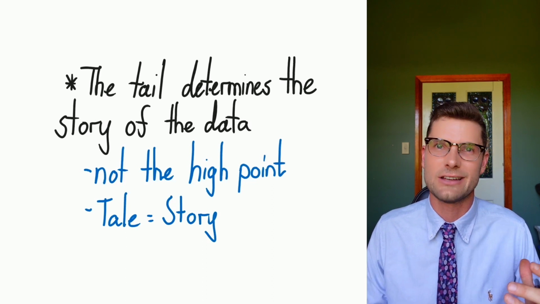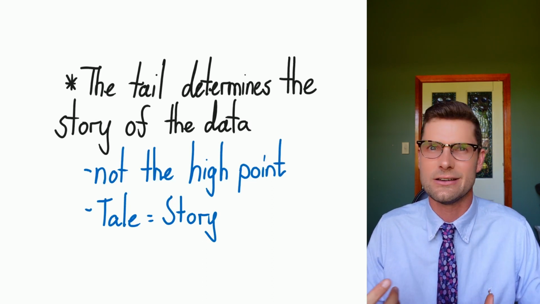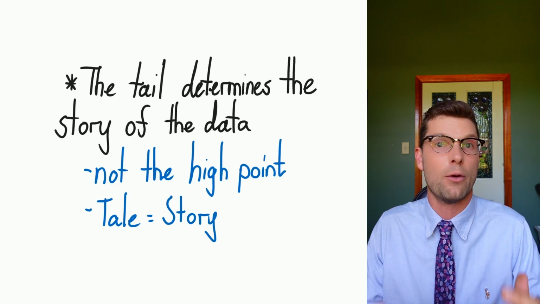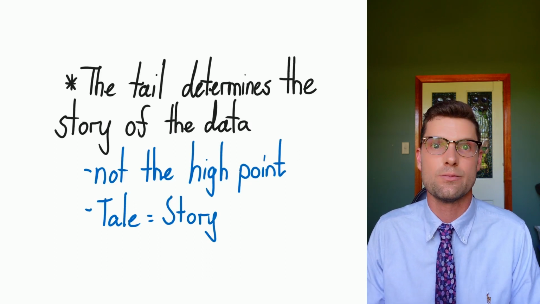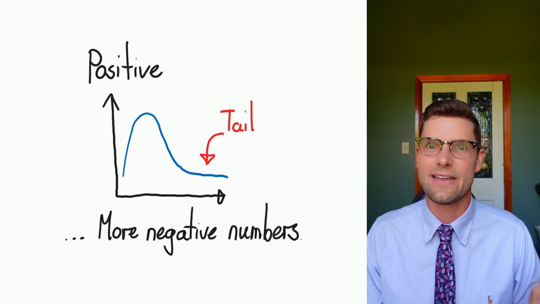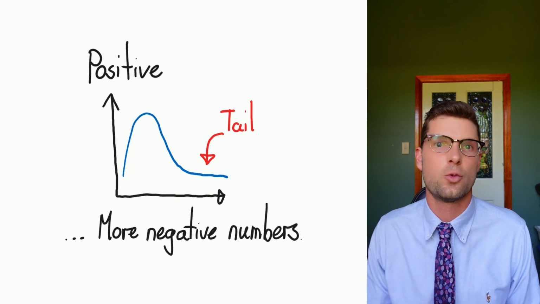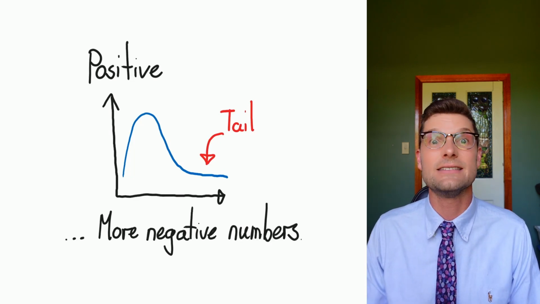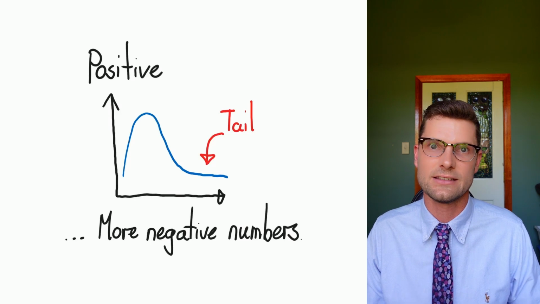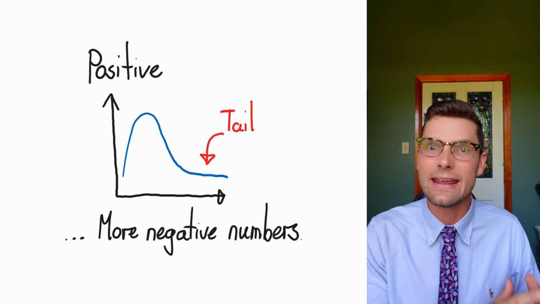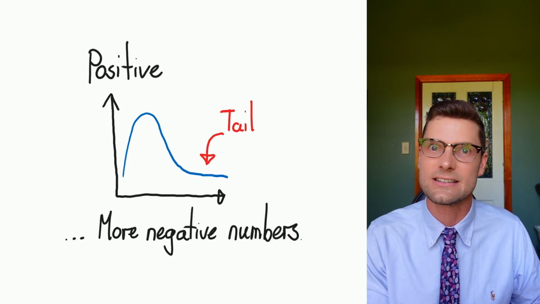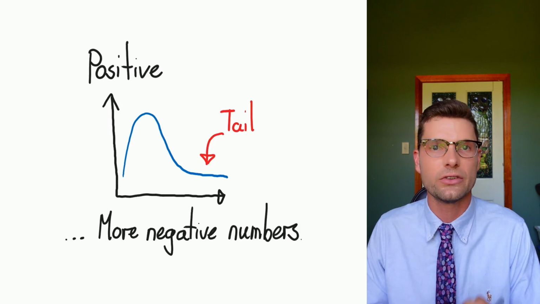I remember it that tail is kind of like a story, like a fairy tale, and that's how I remember it. The tail is what's important. So for this one, the highest number is down the negative side and the tail is going towards the positive side. So that means that this is a positive skewed data set. Even though there are more negative numbers, the frequency's down that side, this is still a positive skew.